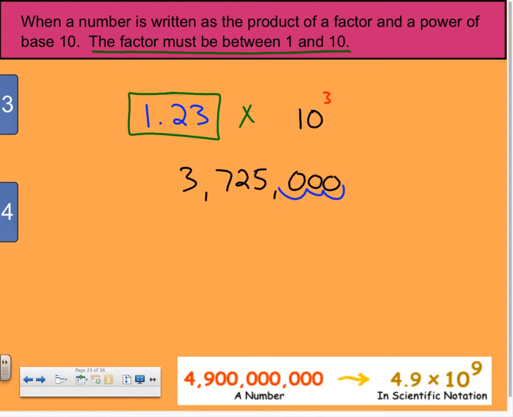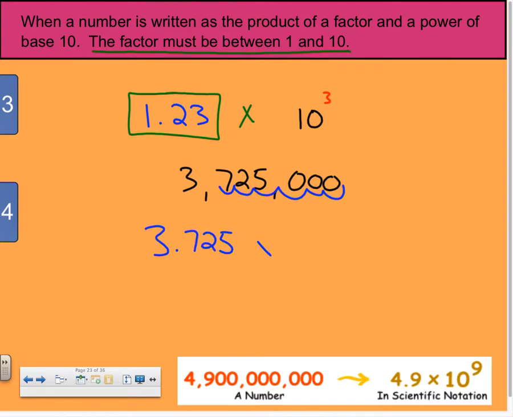Okay? All right? So if I move it this far, then I have 3,725. Is that between 1 and 10? If I move it a couple more, what about right there? I have 37.25. Is that between 1 and 10? No. If I move it one more, I've got 3.725. Is that between 1 and 10? Yes, it is. Okay. So I have moved it 1, 2, 3, 4, 5, 6 times. My decimal point, the first part is going to be 3.725.